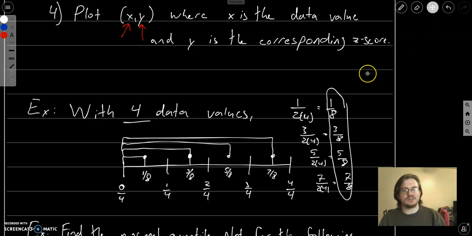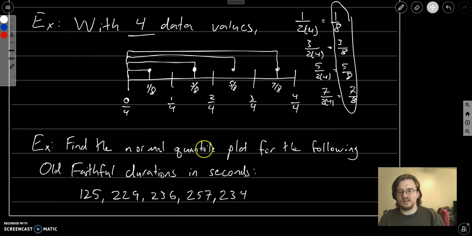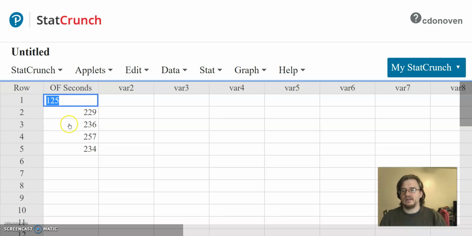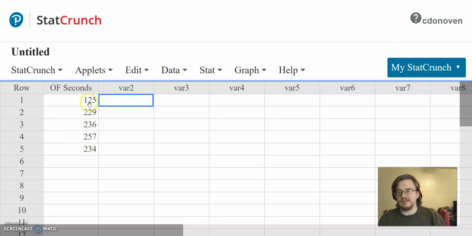So let's do this in an actual problem. Let's draw the normal quantile plot for how long Old Faithful erupted for in seconds. So we have five values here, and I'm going to do everything in StatCrunch. So if I come over here to StatCrunch, I have inputted these data values already. Maybe I can call this Old Faithful seconds. So these are all the seconds that Old Faithful erupted in 5 times.